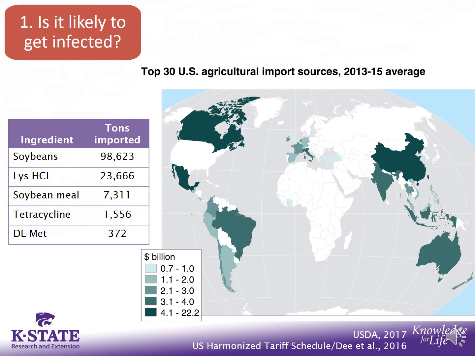Another way of looking at this is, who are we importing from? And along the right side of this screen are the top 30 United States agricultural import sources from 2013 to 2015. As we look, currently Canada, Mexico, and Australia are free of African swine fever virus, classical swine fever virus, and foot and mouth disease. Only one country in South America is free of all three of these diseases, and certainly as we look at Europe and Southeast Asia, many of our important trading partners are positive with at least one of these circulating diseases.